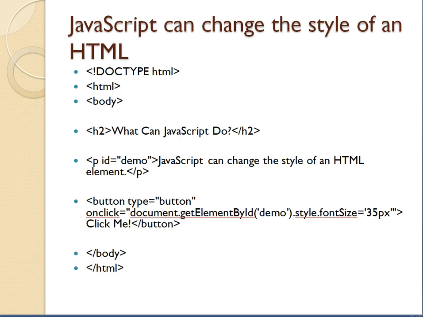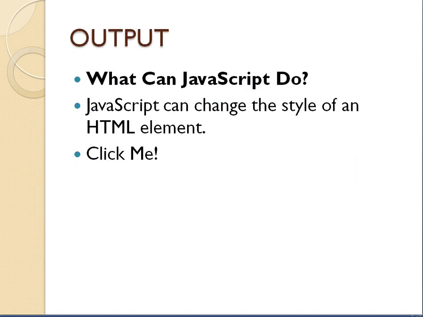Then there is a button, type button. On click of the button, what we have to do is document.getElementById demo style fontSize 35px, that is the pixel, and closing the body tag and the HTML tag. Then comes the output of this, that is what can JavaScript do. When you click on this Click Me button, you get the style change. Earlier it was another style and then the heading was enlarged. So you can run this and you can see this.